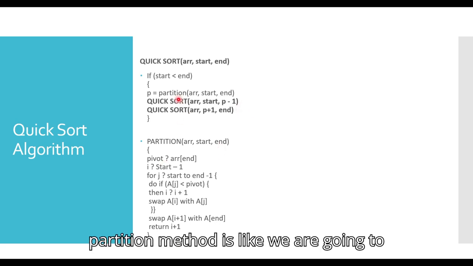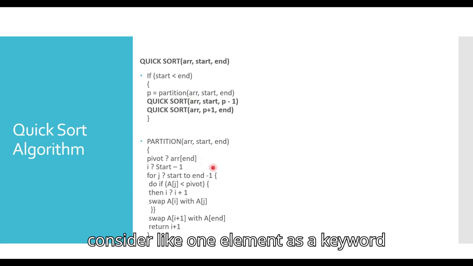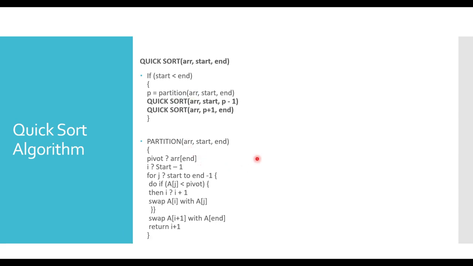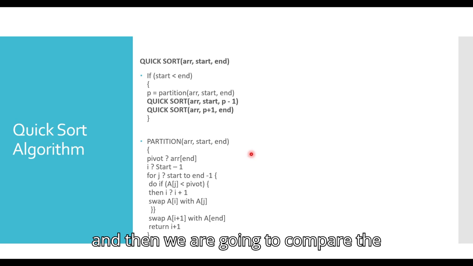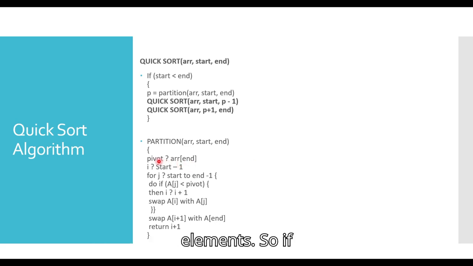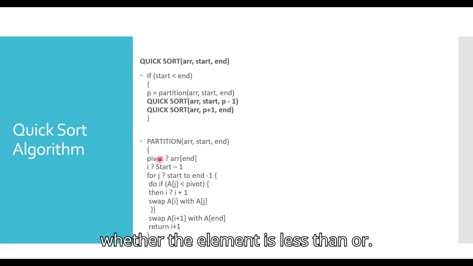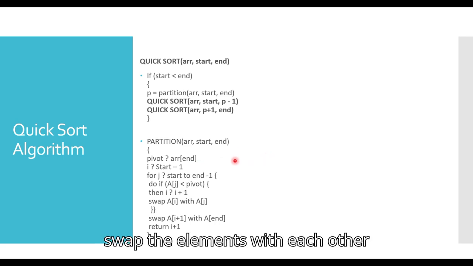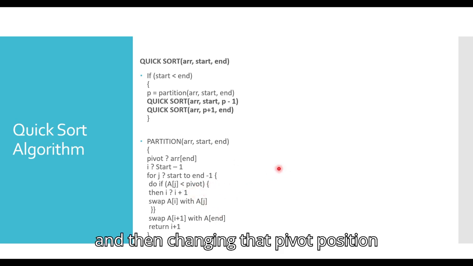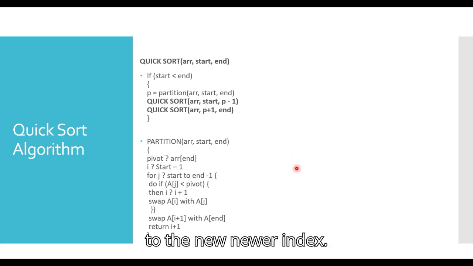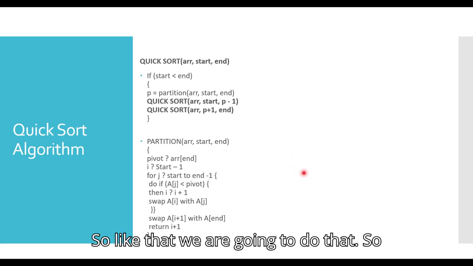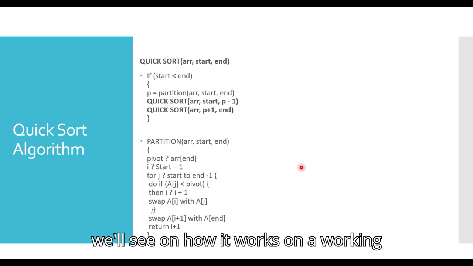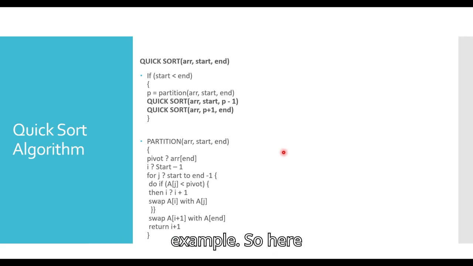What is there in this partition method is that we consider one element as a pivot and then compare the elements. If the element is less than the pivot, then we swap the elements with each other and change the pivot position to the newer index. We are going to do that repeatedly. So we'll see how it works on a working example.